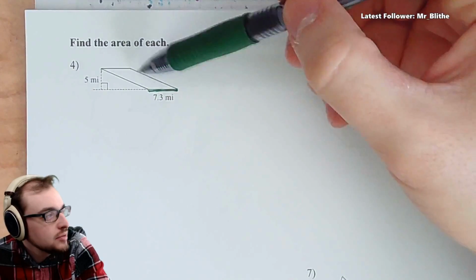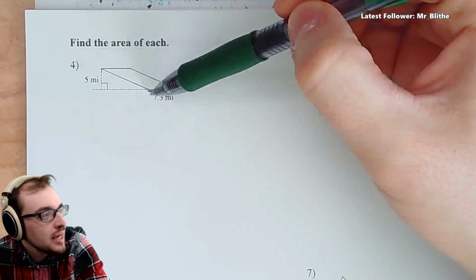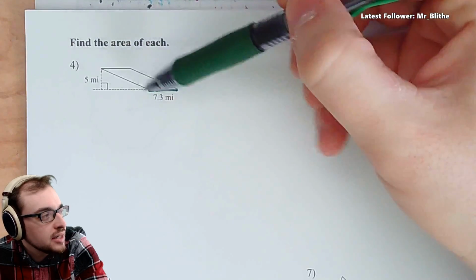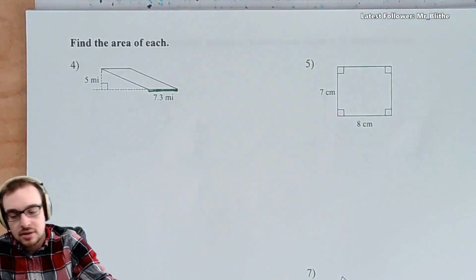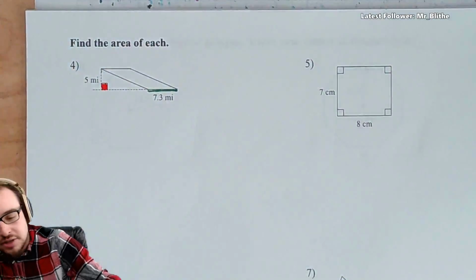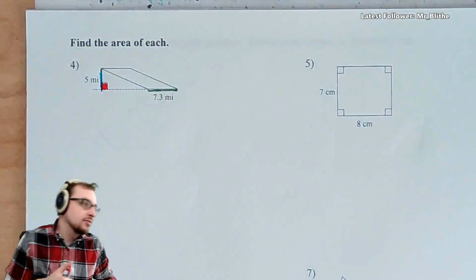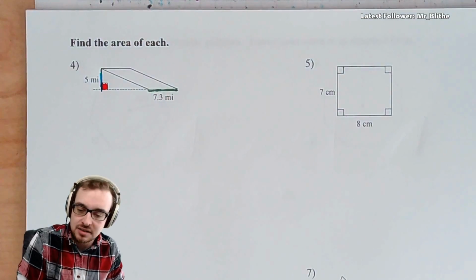If this was a building, right, we'd measure the height of that building from the ground straight up. We wouldn't measure it at a diagonal, right? You never measure height at a diagonal, always measure it at 90 degrees. So our height is going to be this guy right here. So we have a height of 5 miles and a base of 7.3 miles.